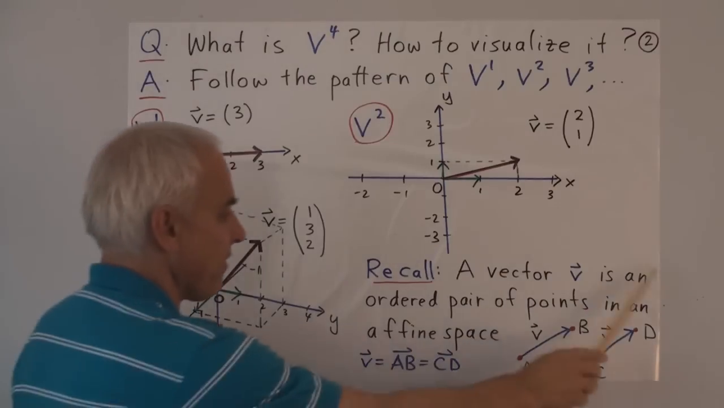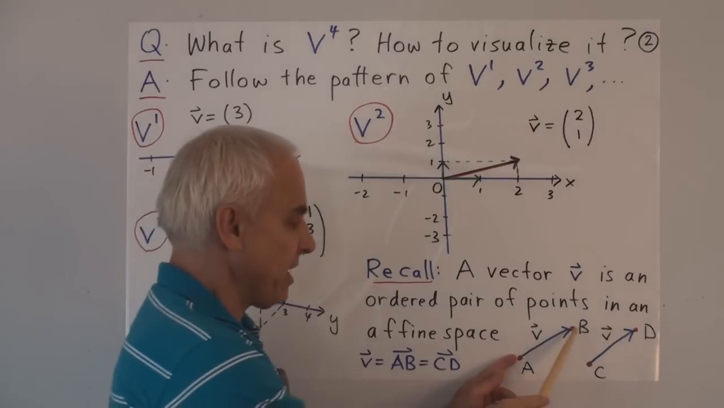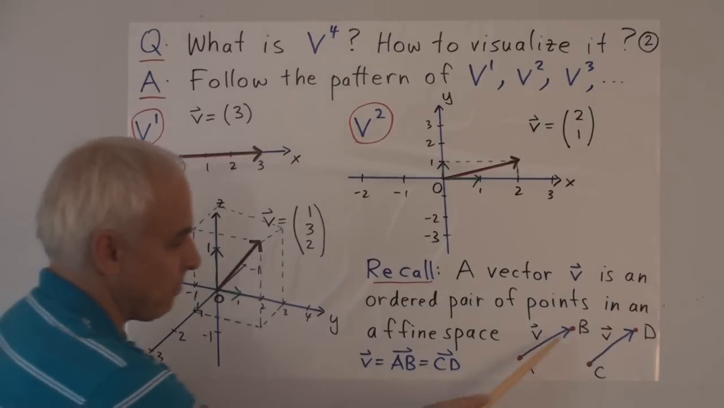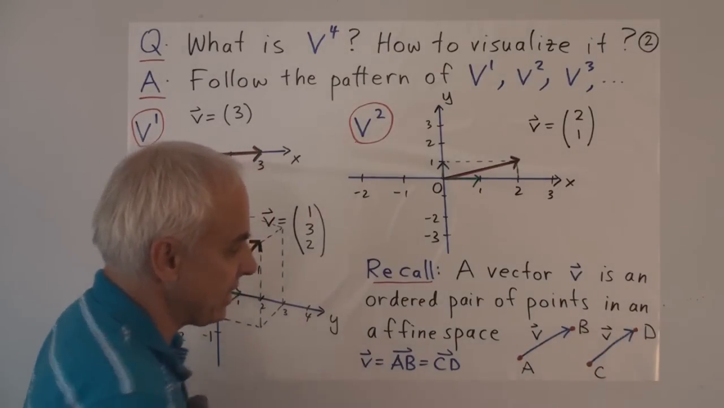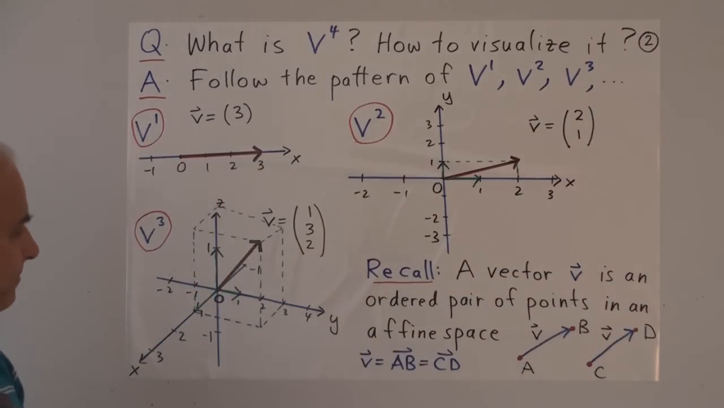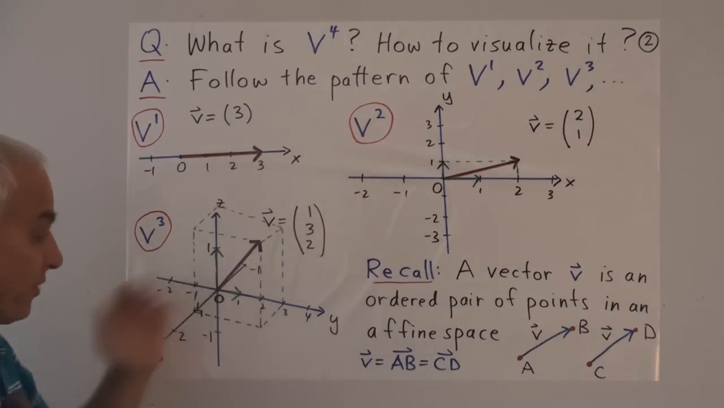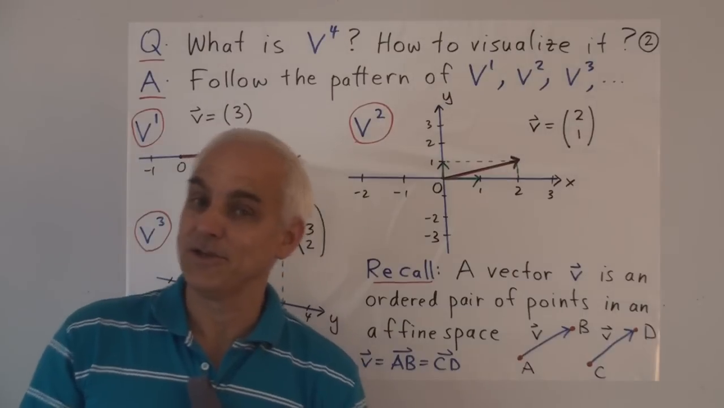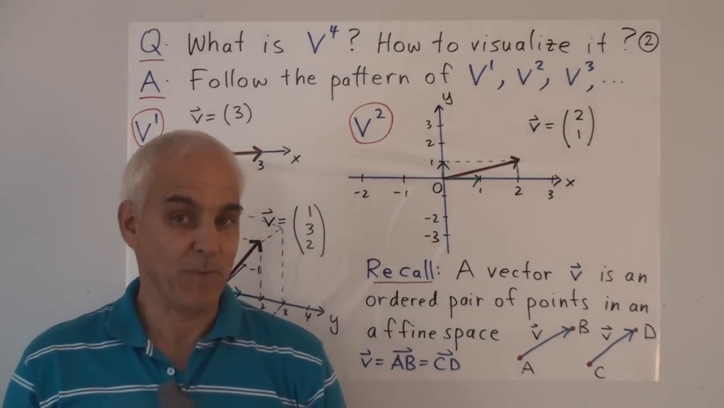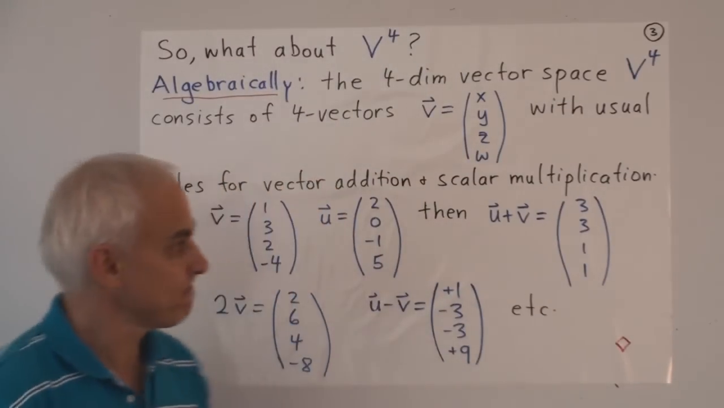And I'm just reminding you here that the vector is actually an ordered pair of points in an affine space. And that, strictly speaking, if we translate the vector, it's really the same vector. So this vector AB is the same as the vector CD because they're parallel and they have the same displacement. Alright, so having understood one-dimensional, two-dimensional, and three-dimensional space, we're now ready to make the jump to try to visualize and understand four-dimensional space. So what is four-dimensional space?